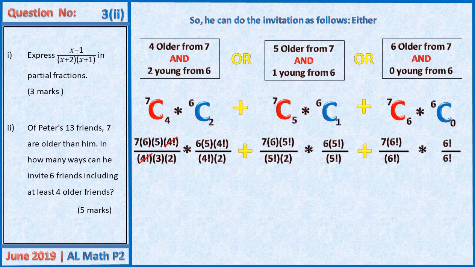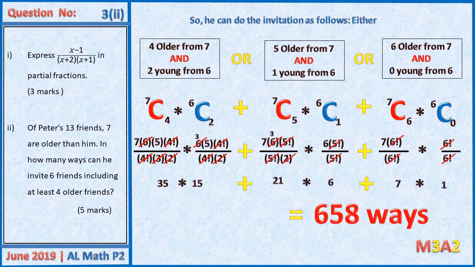So when we simplify, we have 4 factorial cancels out 4 factorial, 3 here, 3 there, 2 times, so 2 cancels out with that. We have 7 times 5, which is 35. 4 cancels out with 4 factorial, and 2 cancels out with 6, giving us 15, plus 5 factorial cancels out, 2 here, 2 there, 3 times, 7 times 3, 21, times 6, plus 7 times 1. So this gives us 658 ways. He has 658 ways to do this.